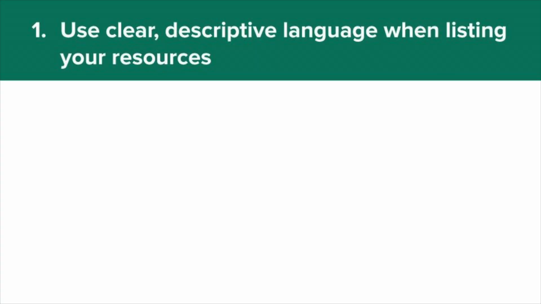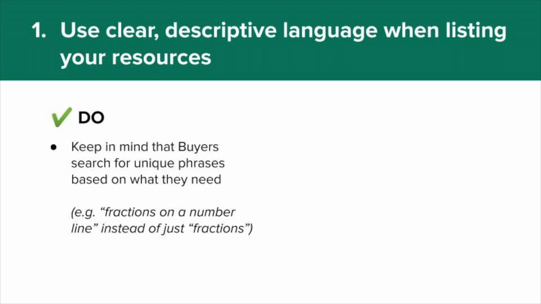First up, to help busy educators find your resources, we recommend using clear, descriptive language when listing your resources. Providing clear and relevant information in your product title and description will make it more likely for a buyer who needs your specific resource to actually be able to find it. Detailed titles and product descriptions also help buyers evaluate whether your resource meets their needs. Keep in mind that buyers search for unique phrases based on what they need.